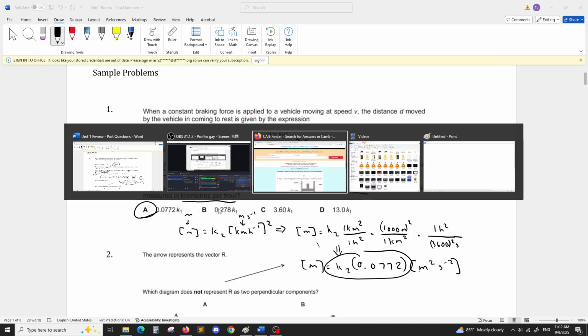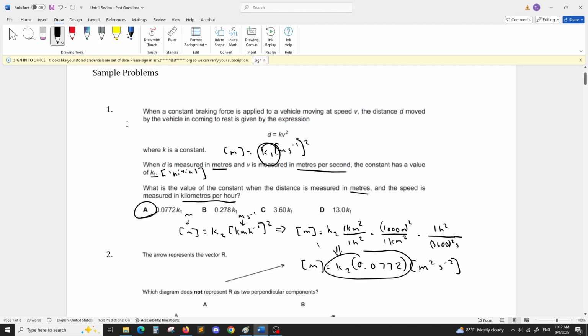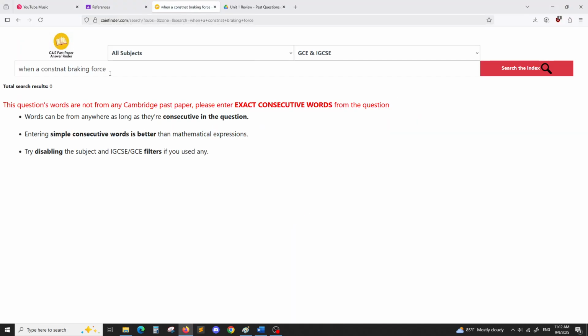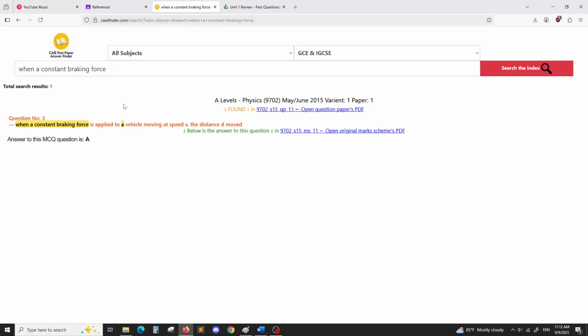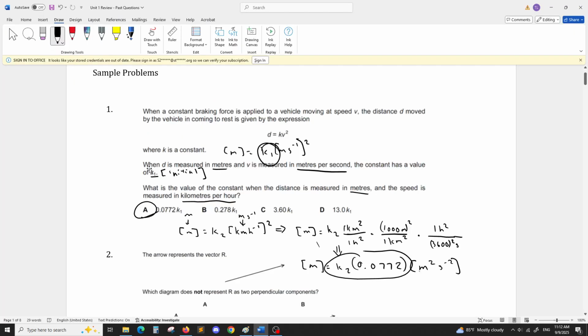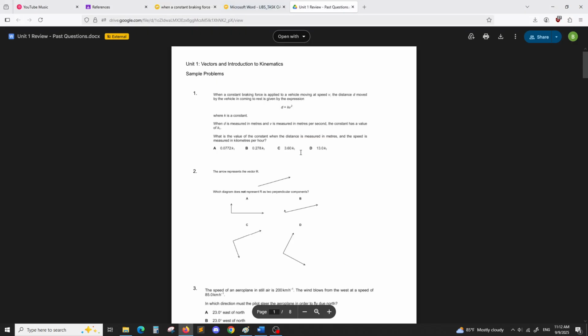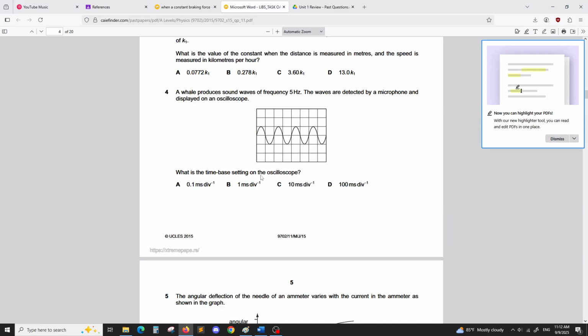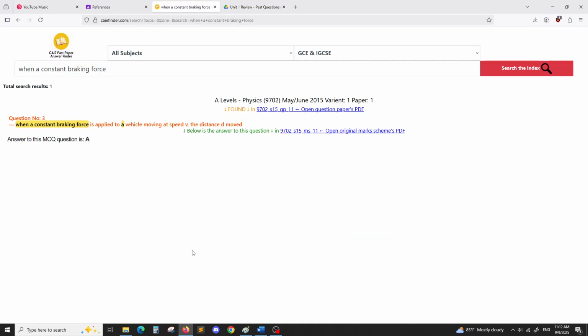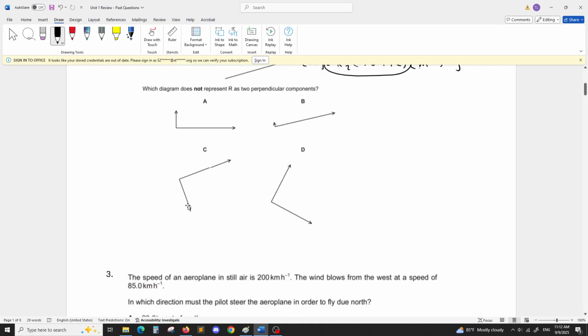Let's see if it's right. So yeah, the answer to this question is A. Just make sure it's the right one, and pretty much it is. Yes. Next question.